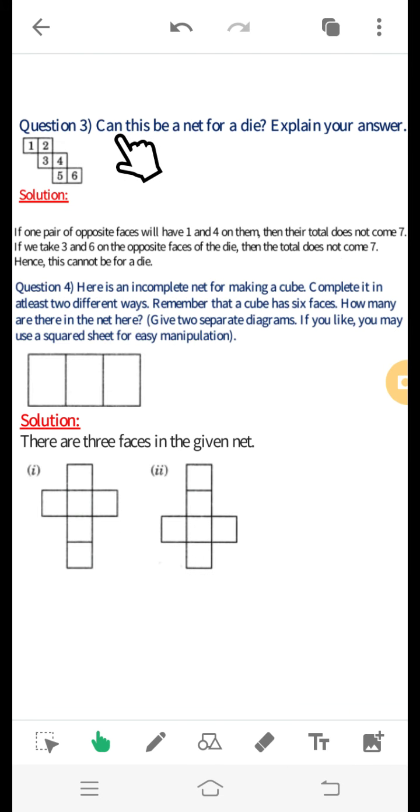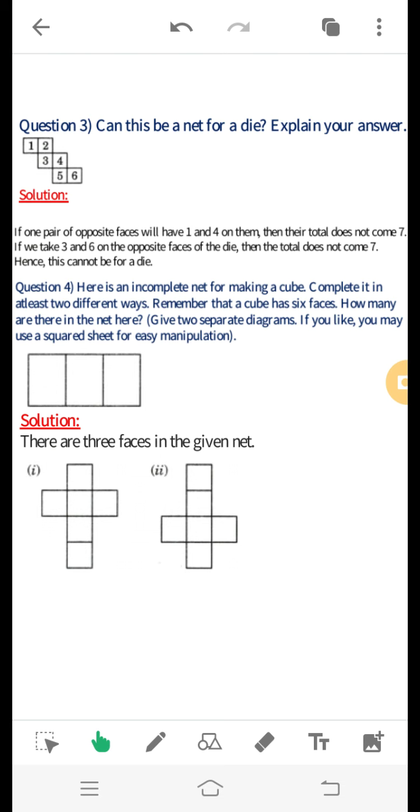Question 3. Can this be a net for a die? Explain your answer. Here one net is given. So we have to just check whether this is the net for a die or not. One pair of opposite faces will have 1 and 4 on them. The total does not come to 7. 1 plus 4 is 5. If we take 3 and 6 as opposite faces, the total is also 9. That does not give 7. Hence this cannot be a net for a die.